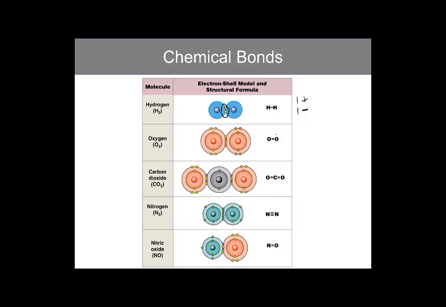Oxygen, on the other hand, creates a double covalent bond. They share 2 pairs of electrons. Carbon dioxide is going to form 2 double covalent bonds, seen right here. And we even have an example of nitrogen. When 2 nitrogen atoms bond together covalently, they share 3 pairs of electrons, forming a triple covalent bond. So these are all examples of covalent bonds.